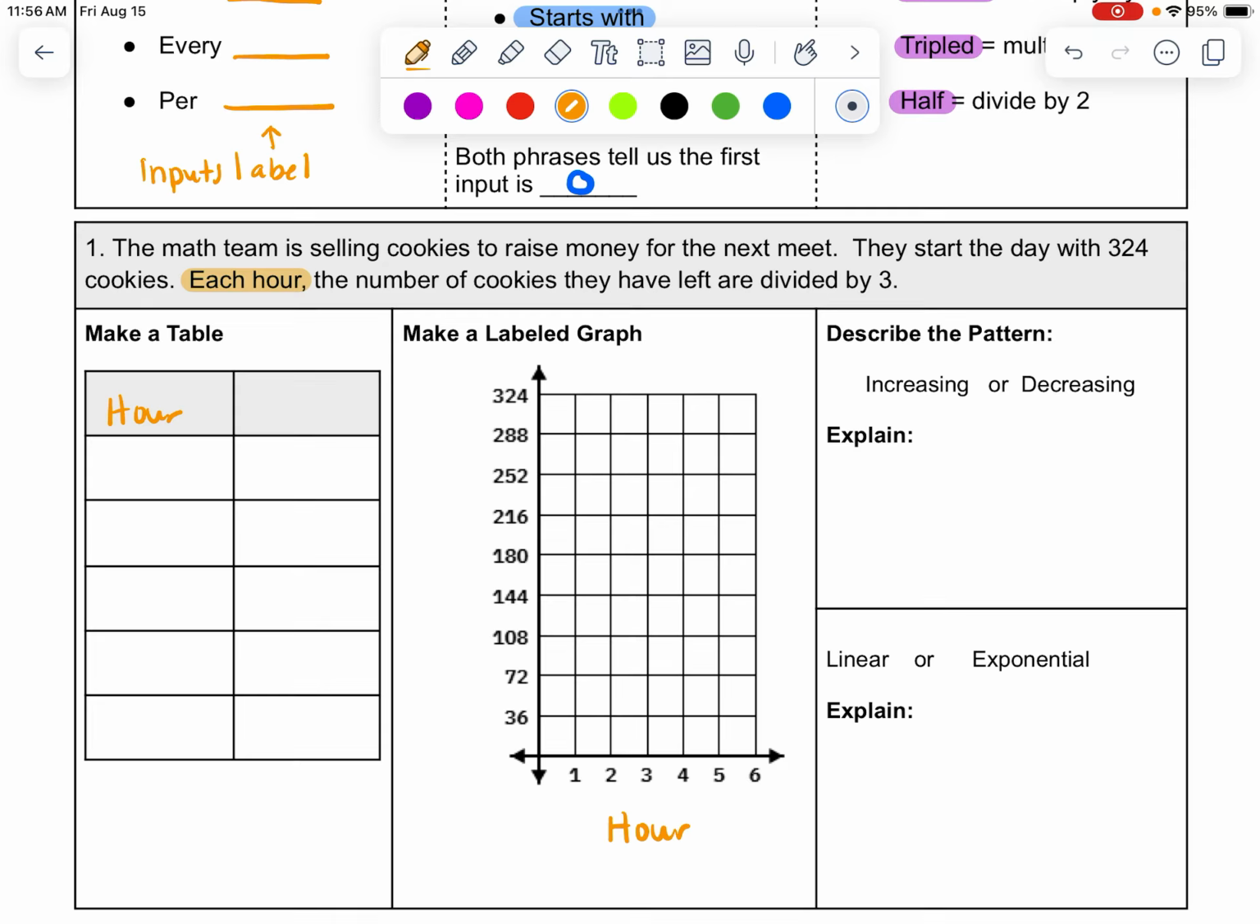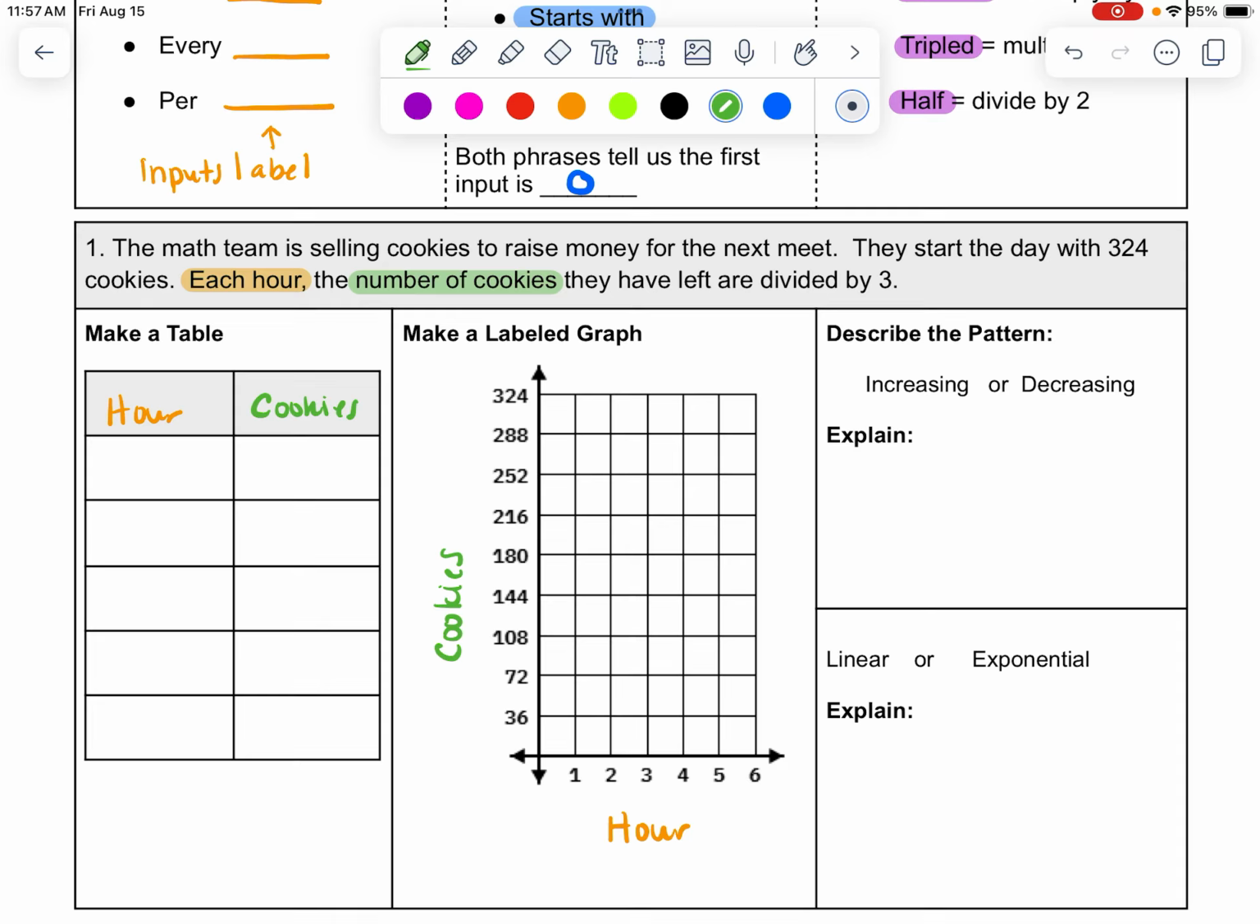Then I'm going to ask myself, what is the output label? Now remember, the output label is the number of things you're counting, and it looks like we're counting the number of cookies. So we're just going to write the word cookies here as our output label, and right away I'm going to label my graph as well so that I don't forget to do it later.